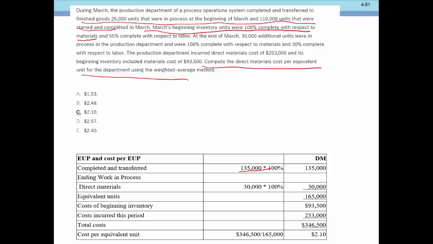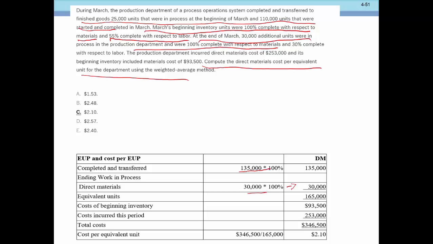Okay. How could they possibly be 100% complete as to materials and only 55% complete as to labor? Is that possible? It's possible because maybe all the materials are put in at the very beginning of the process, right? And then we start to apply the labor. So we get that 100%, and then for our ending work in process, we are again 100% done as to our materials. So they must put the materials in at the beginning of the period. So again, 100%, the beginning of the process.